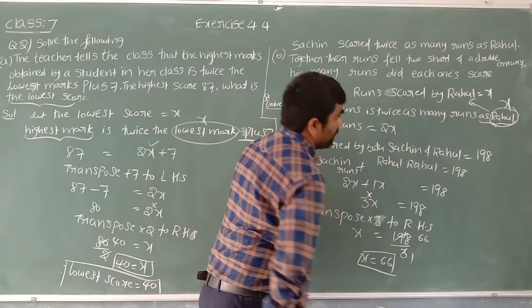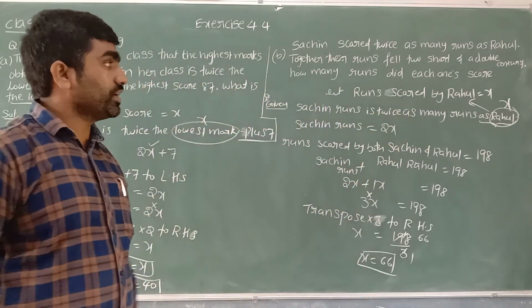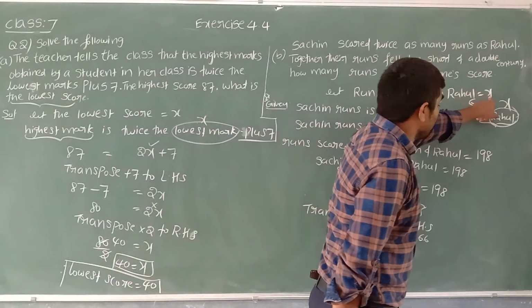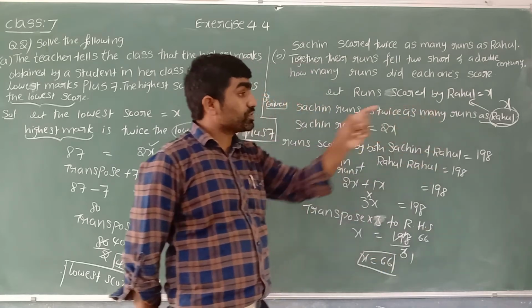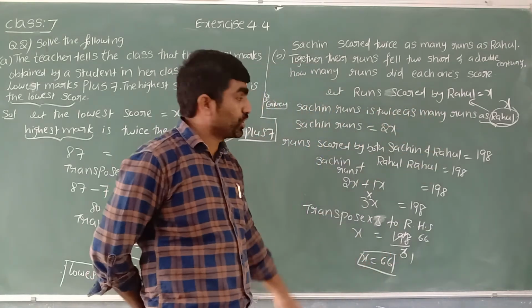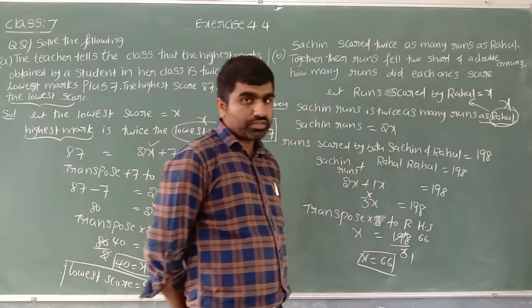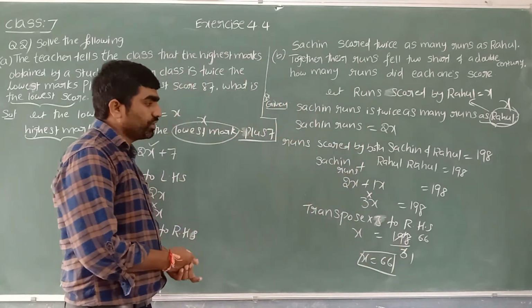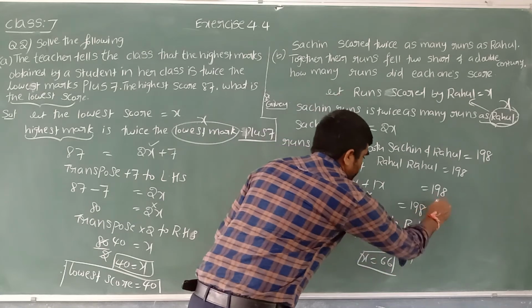What is meant by x actually? Runs scored by Rahul. Runs scored by Rahul is x, nothing but 66. So Rahul scored 66. So what about Sachin? 2 times the runs scored by Rahul. 2 times of 66. 60, 60, 120 plus 12, 132 I think so. Alright? Let me do it here.